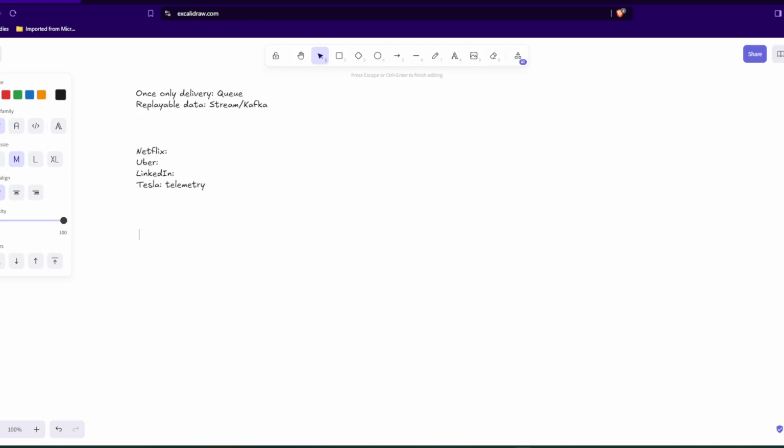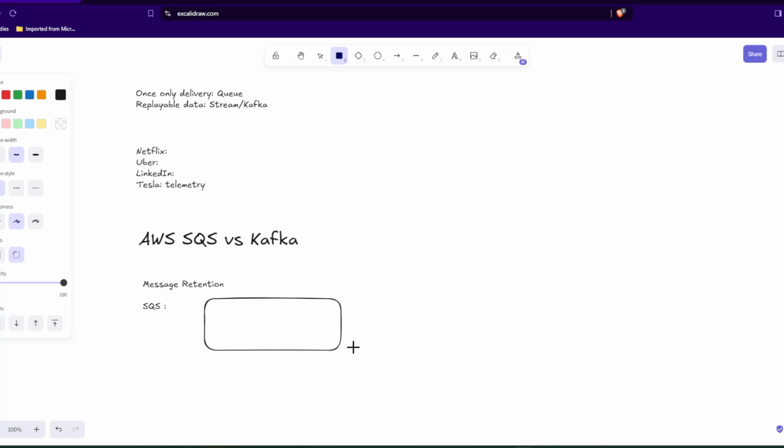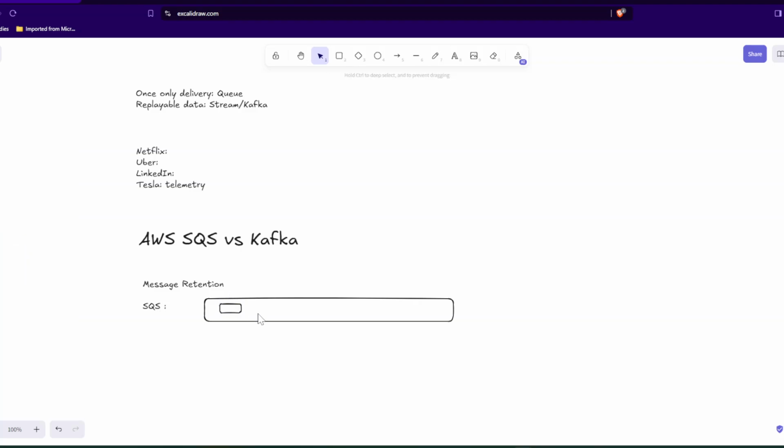In addition to that, because this video will anyway be longer, I also want to explain a very basic understanding around AWS SQS and Kafka, because both of them are immensely popular. How message retention is taken care of in both systems is a very interesting thing. Suppose we are talking about SQS. SQS has a certain queue, and in this queue suppose there are multiple messages, like 1, 2, 3, 4.